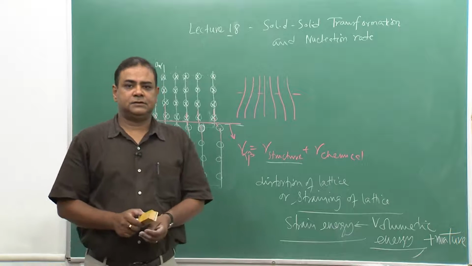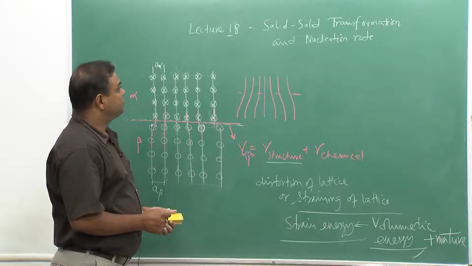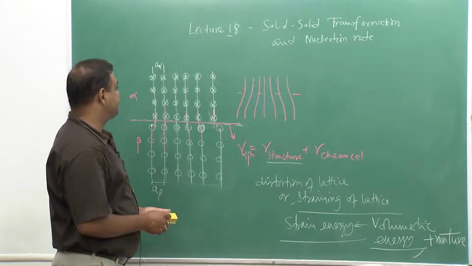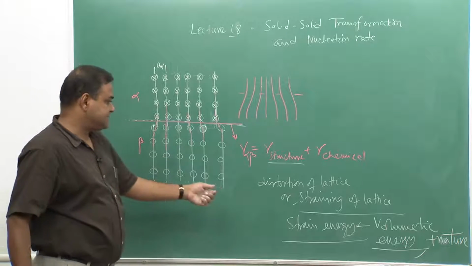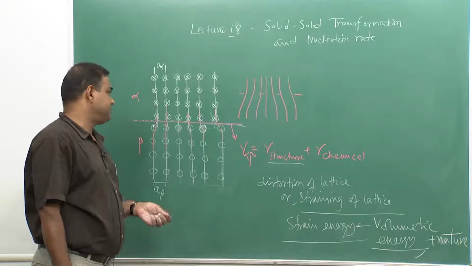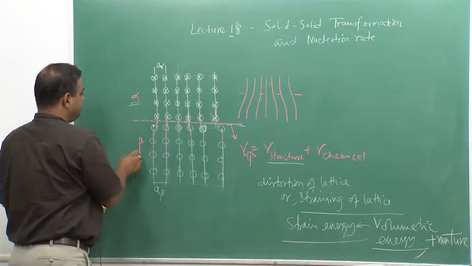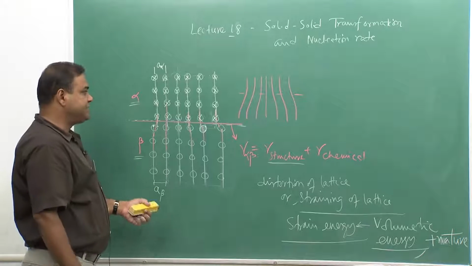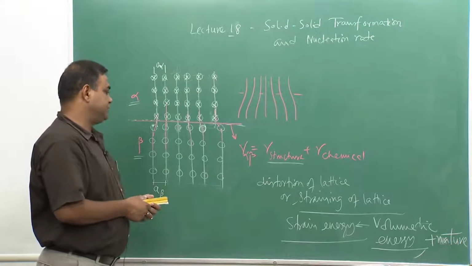Let us start our lecture on solid-solid transformation and nucleation rate. It is lecture number 18, and we are discussing how this straining of the lattice takes place in order to have a match between the lattices of the parent and product phase. This is my parent phase and this is my product phase, when beta is appearing in the solid alpha, both the phases are solid.